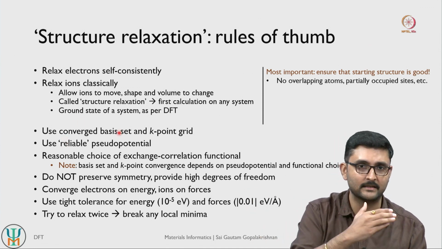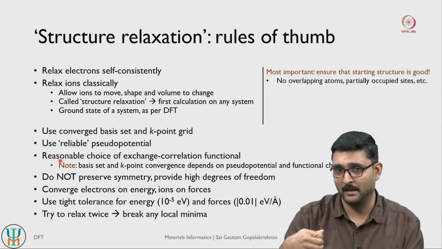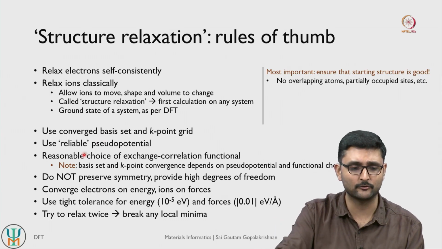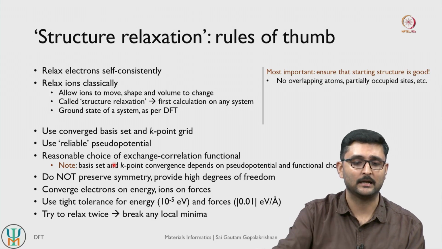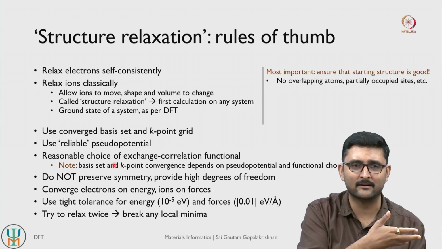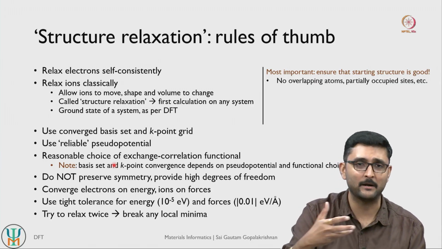So in our structural relaxation, we typically have to use some kind of converged basis and converged k-point grid. So the convergence tests have to be made before we do a structural relaxation. Use a reliable pseudo potential, rely on literature or do your own tests, right, to identify the pseudo potential. Have a reasonable choice of exchange correlation functional, right. So for metals, don't use hybrid functionals, and if electronic structure is important, use hybrid functionals, or at least a Hubbard-U corrected functional.